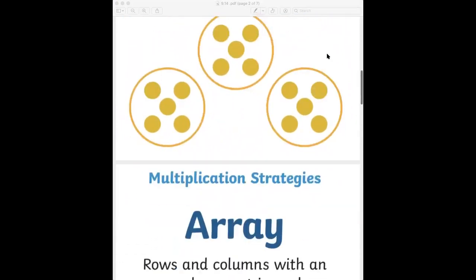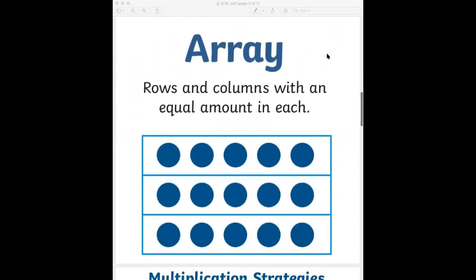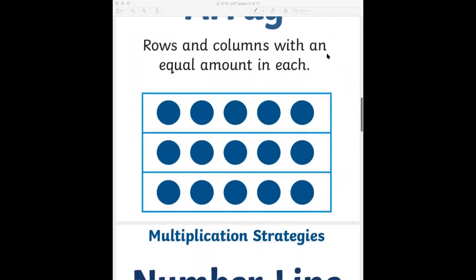Okay, so the next one is, ooh, we can have rows and columns with an equal amount in each. So when you see something like that, all the rows and columns with an equal amount inside it, you can use multiplication, right? So it is 5 times 3 equals 15 as well.